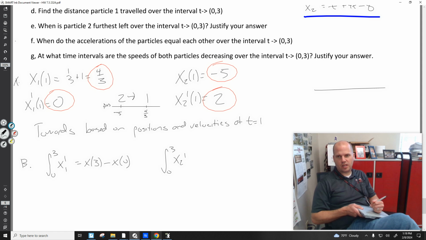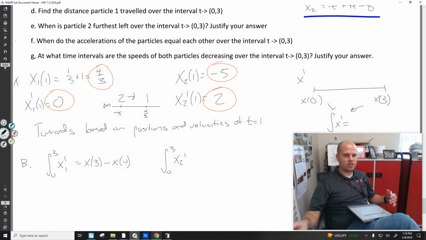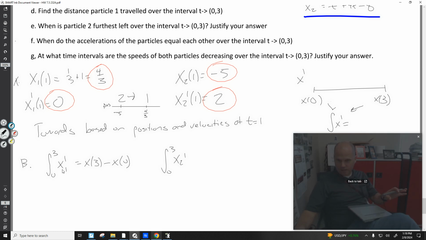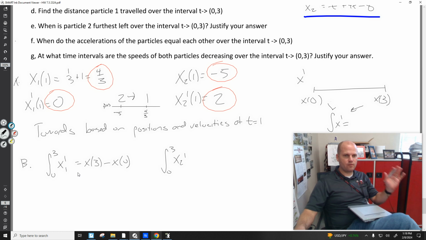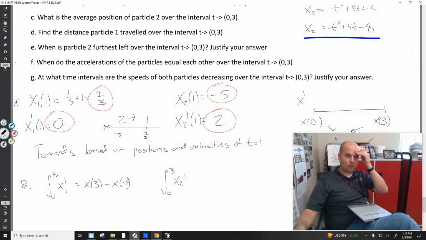This is the understanding of if we're talking about 0 to 3 and we're looking at our derivatives, the connection of these positions and the accumulation of my derivative, how these things work hand in hand. You can go this plus this to get this, or you could take these two and subtract each other to get this. You know what I mean? That's the connection. So if you had a calculator, you can accumulate your velocity. If you don't have a calculator, you need x of 3 minus x of 0.